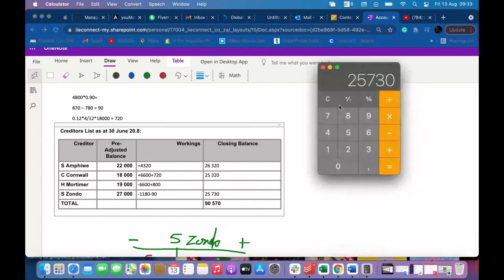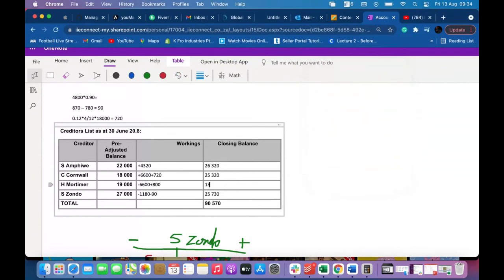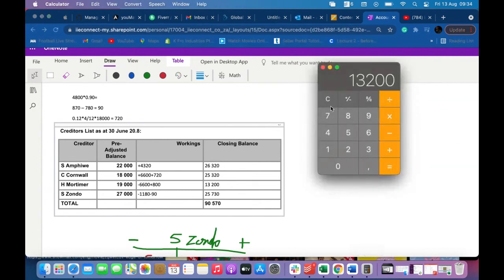So let's now calculate this one. What should be here? So 19 minus 66, and then plus 800. So 13,200. Let's see, are we doing it right now? Right, awesome. I'm looking at the answer book here, and it looks like that is correct.